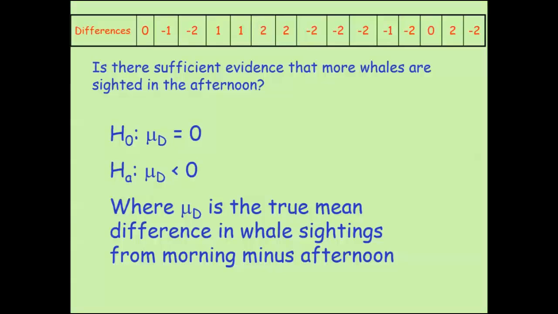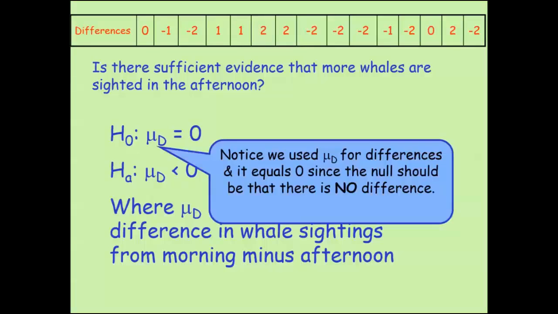Now we do introduce a new symbol. This is mu of d, which is the mean of differences. So we define mu of d to be the true mean difference in the whale sightings from morning to afternoon. And again, pointing out that our null hypothesis is that there is no difference.